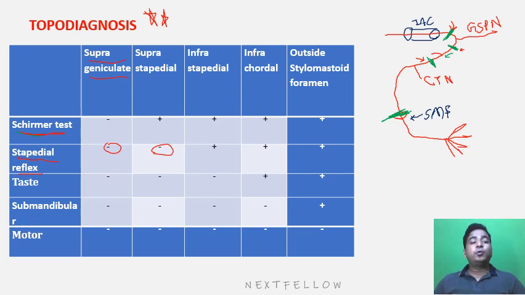If we talk about the motor fibers, the motor fibers are the terminal branches. So any facial nerve lesion above that will definitely result in motor loss, because the fibers are coming from upside, from the starting. So if there is pathology above that, all the motor function will be lost. So that's how you can solve each and every question. I hope this is clear.